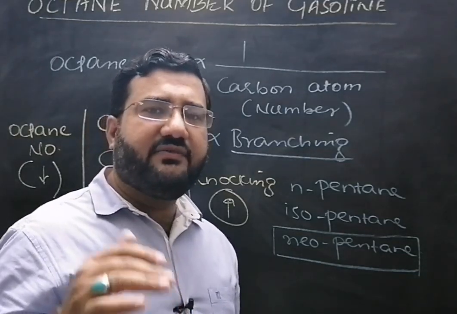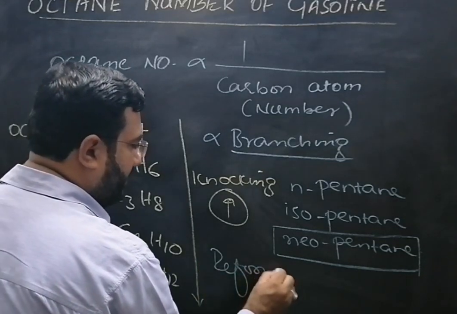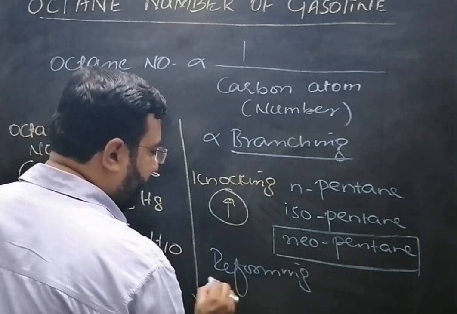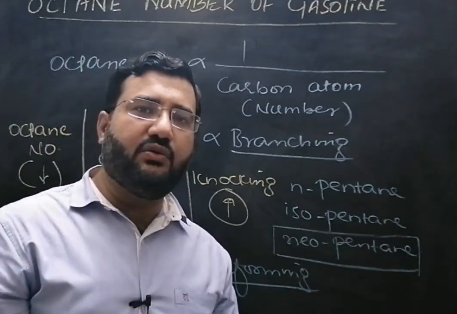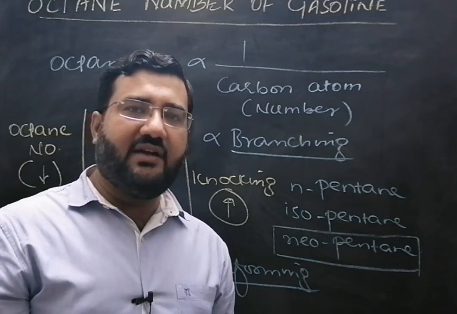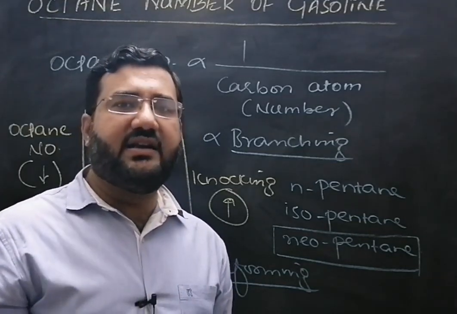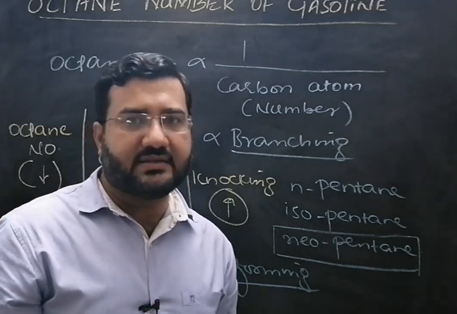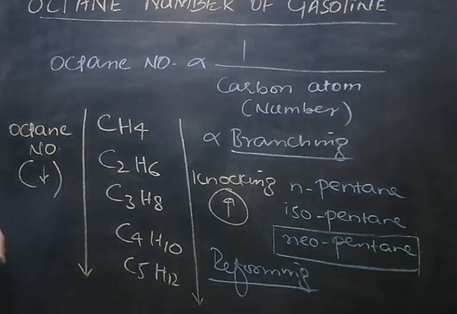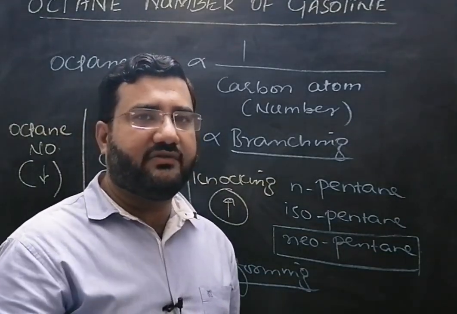That's why there is a process which is called reforming. In case of reforming of petroleum, we actually change the straight chain hydrocarbons into branched chain hydrocarbons. And when the percentage of branched chain hydrocarbons in the gasoline increases, its octane number also increases and its tendency of knocking decreases. So that is basically the reforming through which we change the straight chain hydrocarbons into branched chain hydrocarbons to improve the octane number of the gasoline.